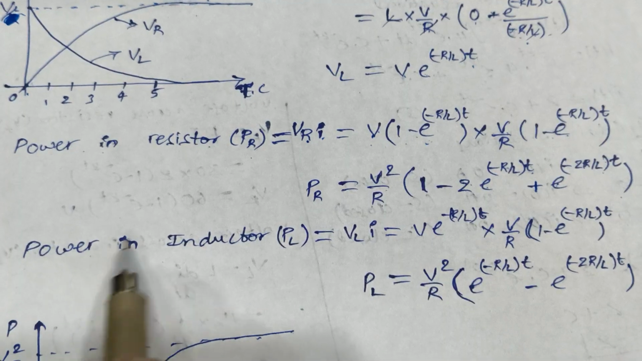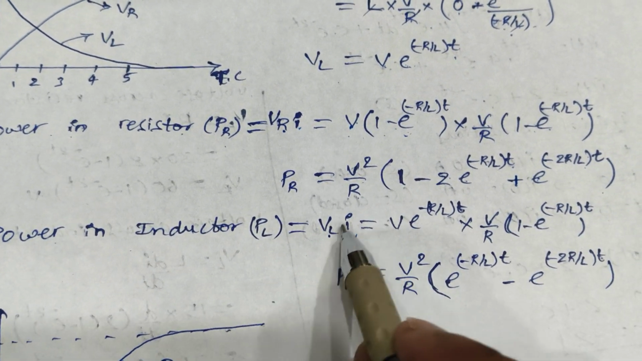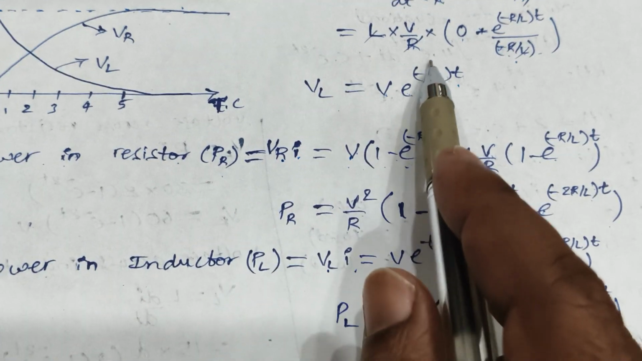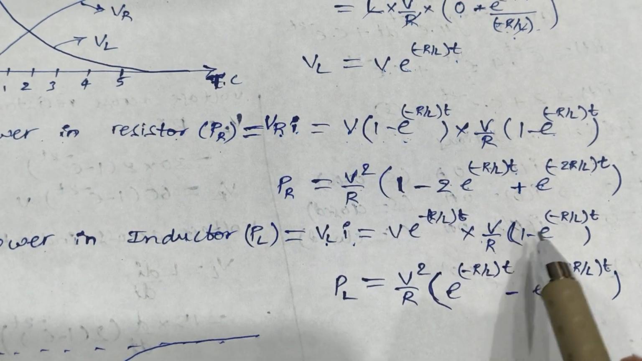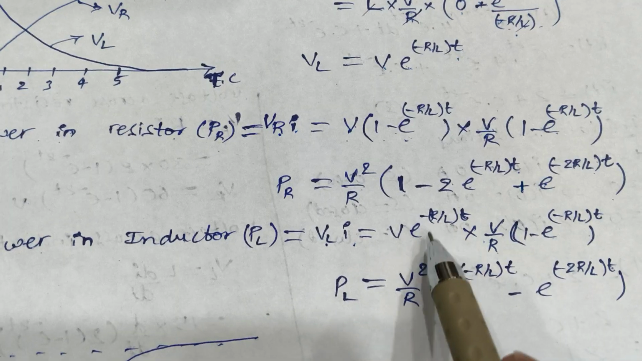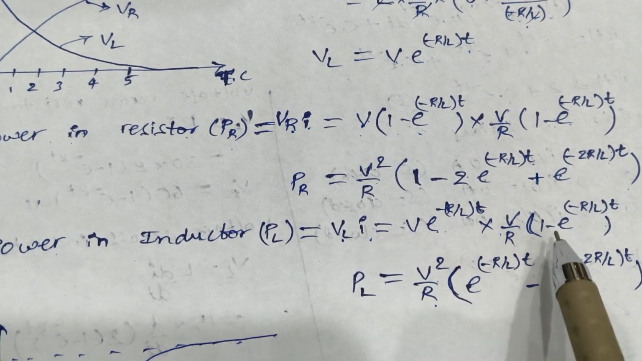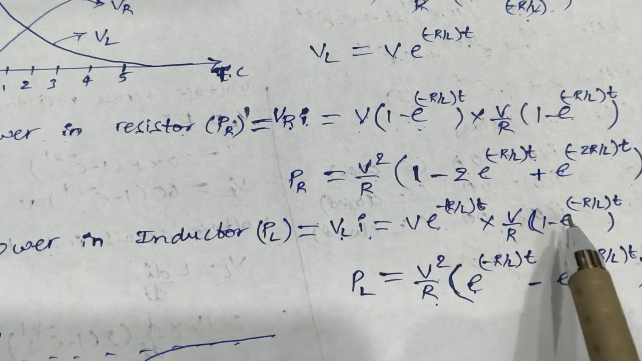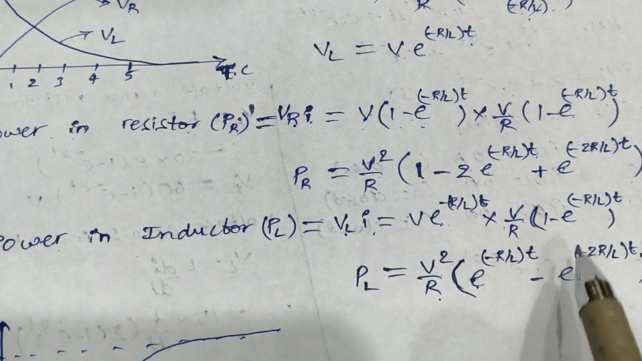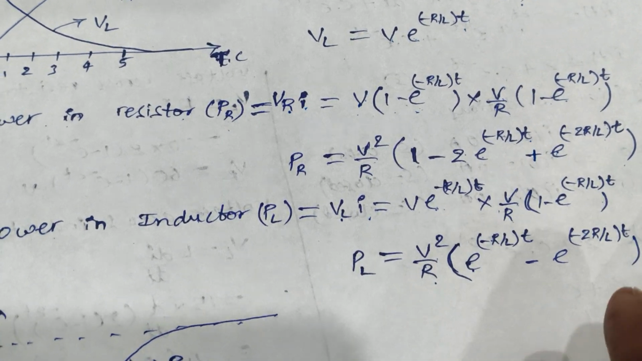In a similar way, power in inductor is nothing but voltage across inductor into current. Voltage across inductor is nothing but V into e power minus R by L into t, into current, which is V by R into (1 minus e power minus R by L into t). By multiplying these two, V square by R into e power minus R by L into t, into that term; bases are same, powers will be added, e power minus 2R by L into t.